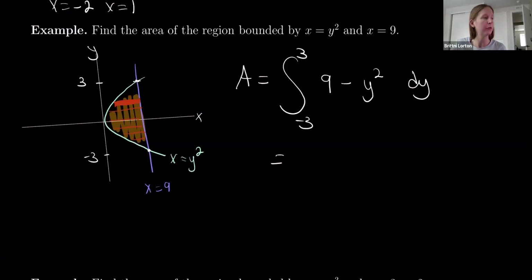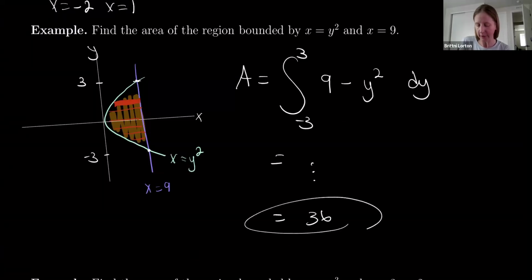And then of course you can go through and do that antiderivative. That's a fairly straightforward antiderivative. Maybe pause to make sure you know how to do that antiderivative. And I got the answer of 36. Ta-da. All right, let's do another one.